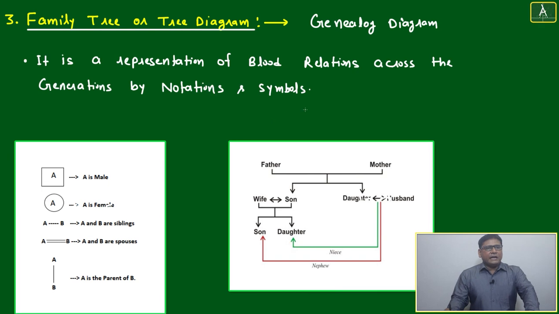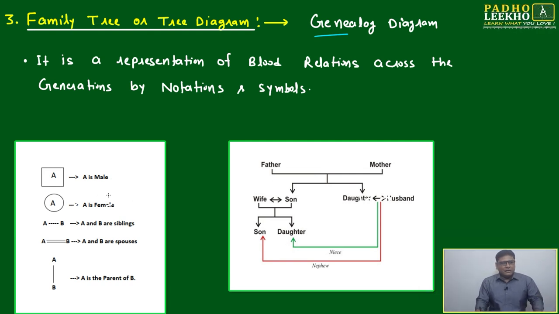Split tree or tree diagram, based on the genealogy diagram. Like, multiple things you can follow, whatever you want, I have given the option to you. Finally, what we will follow, that also I will tell you. It is a representation of blood relation across the generations by notations and symbols.